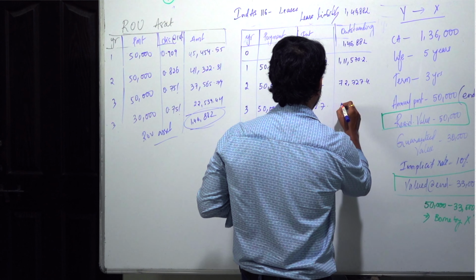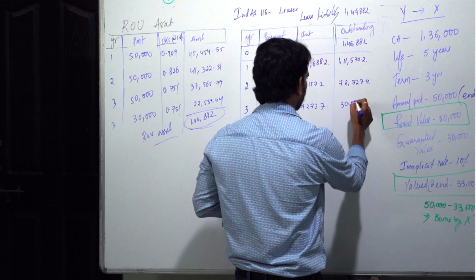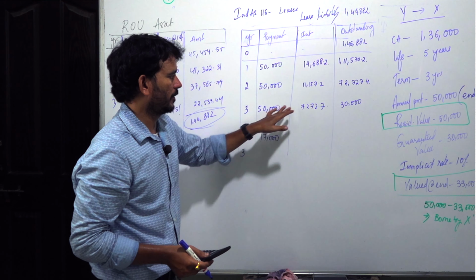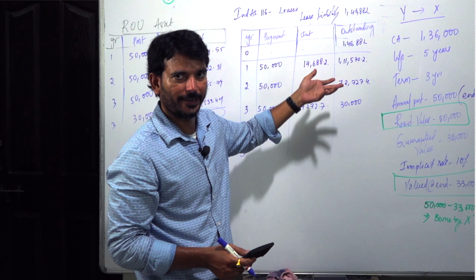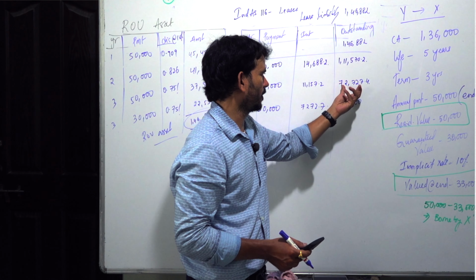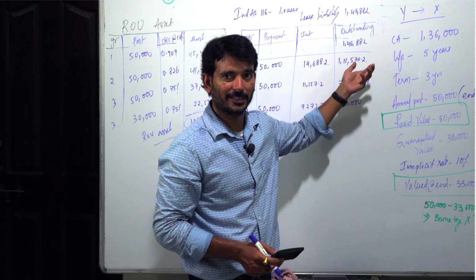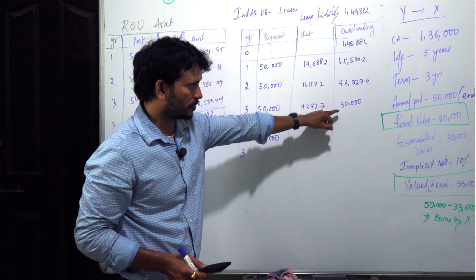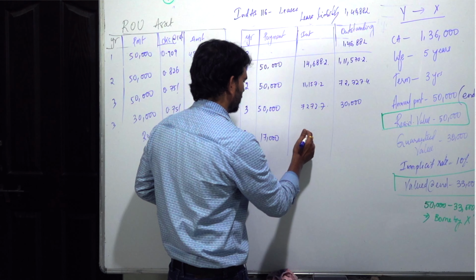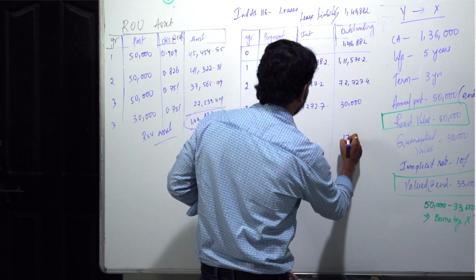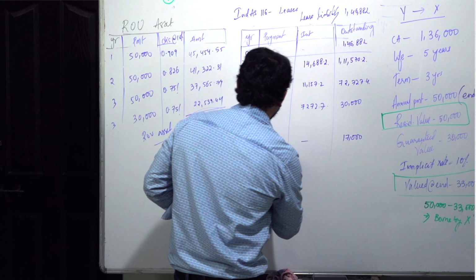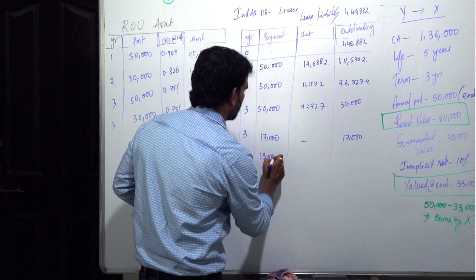So this will come to 30,000, right? So again 50,000 minus this much is the principal portion we pay to the lessor. That portion you deduct from the outstanding principal portion at the beginning of the year. So you will get the outstanding at the end of the year. For this, interest rate is not applicable. So 17,000 we pay to them. Remaining 13,000 is a profit for us.